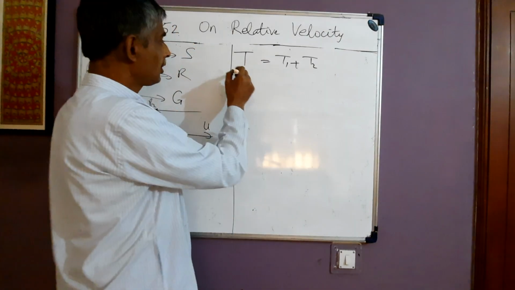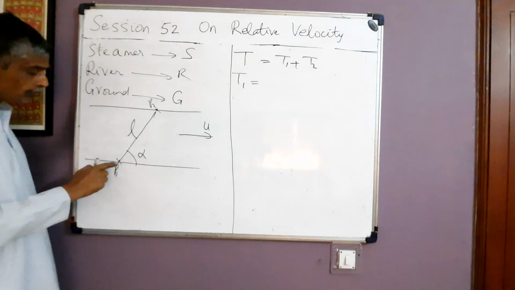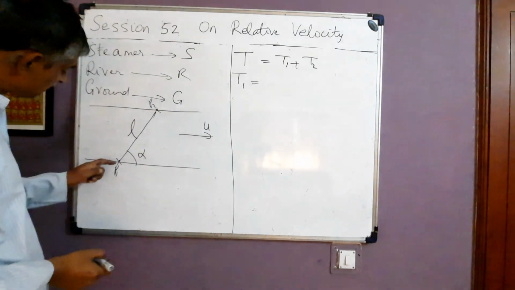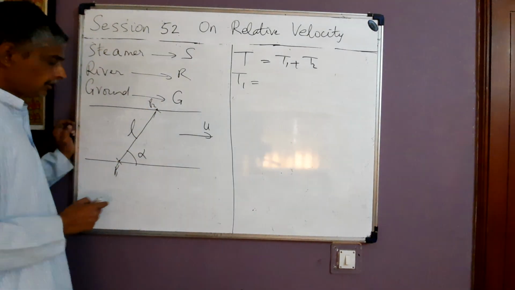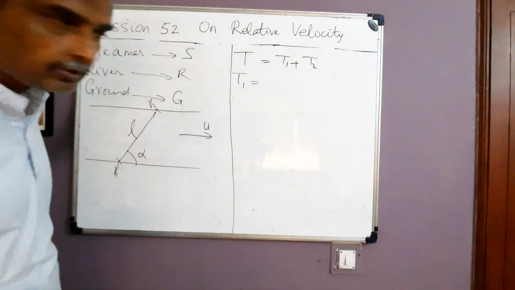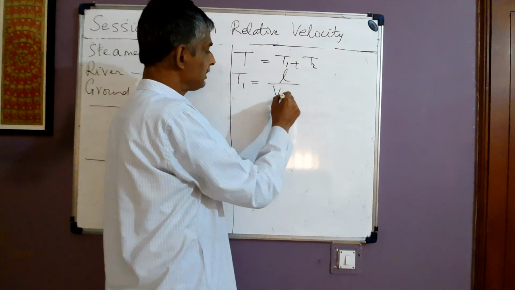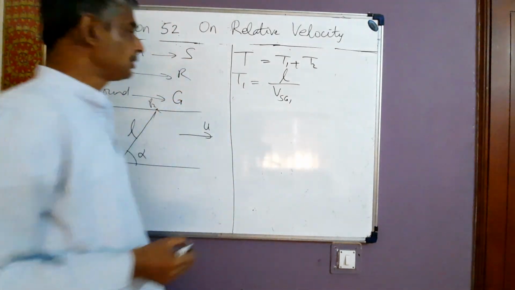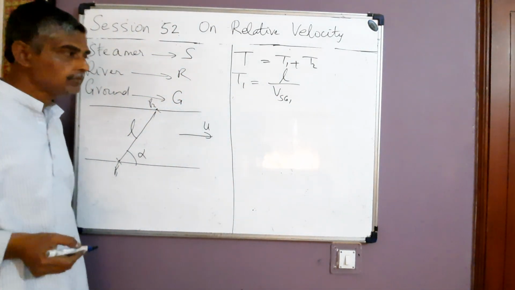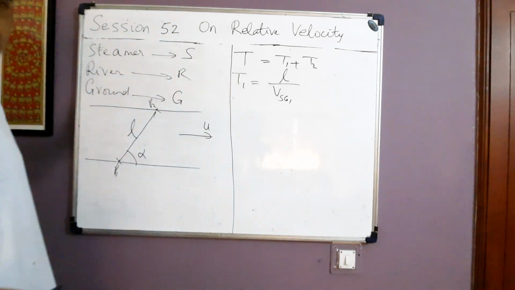Now how to find T1, that is the question. T1 is the time taken by the steamer to move from P1 to P2. When the steamer moves from P1 to P2, it covers a distance of L with respect to ground at a constant speed of, say, VSG1. So time equals distance by speed, so T1 becomes L by VSG1. Now to know T1, we should know VSG1. The question is how to find the value of VSG1.